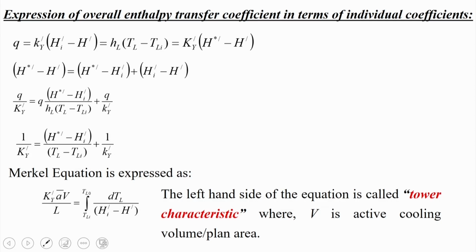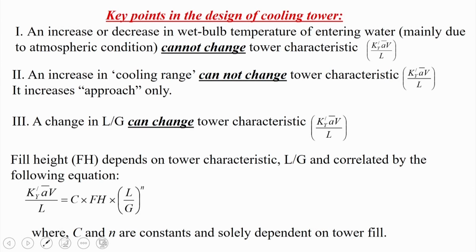has so many features, like an increase or decrease in the wet bulb temperature of the entering water due to the atmospheric condition. Say if today the climatic temperature is very low due to some weathering effect, or maybe today the temperature of the atmosphere is very high, then the wet bulb temperature may be more or less, but that cannot change the tower characteristics, because capital K y into a bar into V by L is independent of the wet bulb temperature of the entering water. So, that cannot be changed due to this weathering or climatic condition.